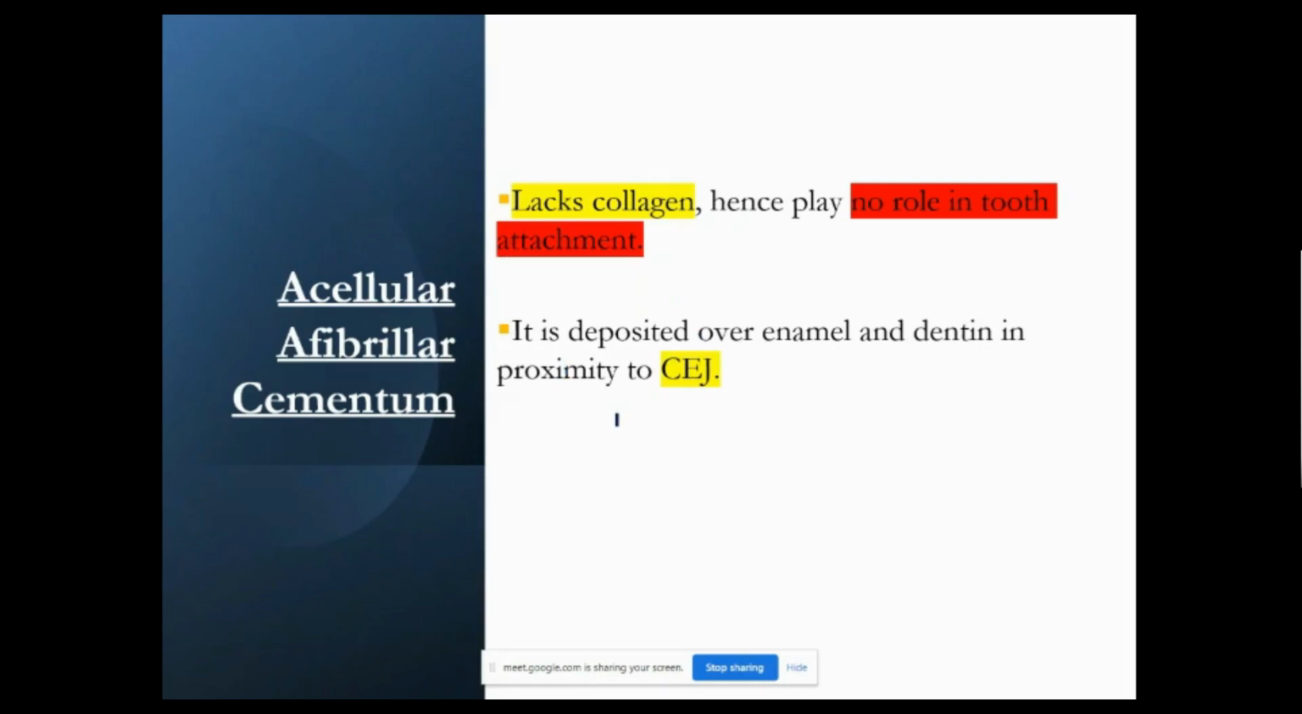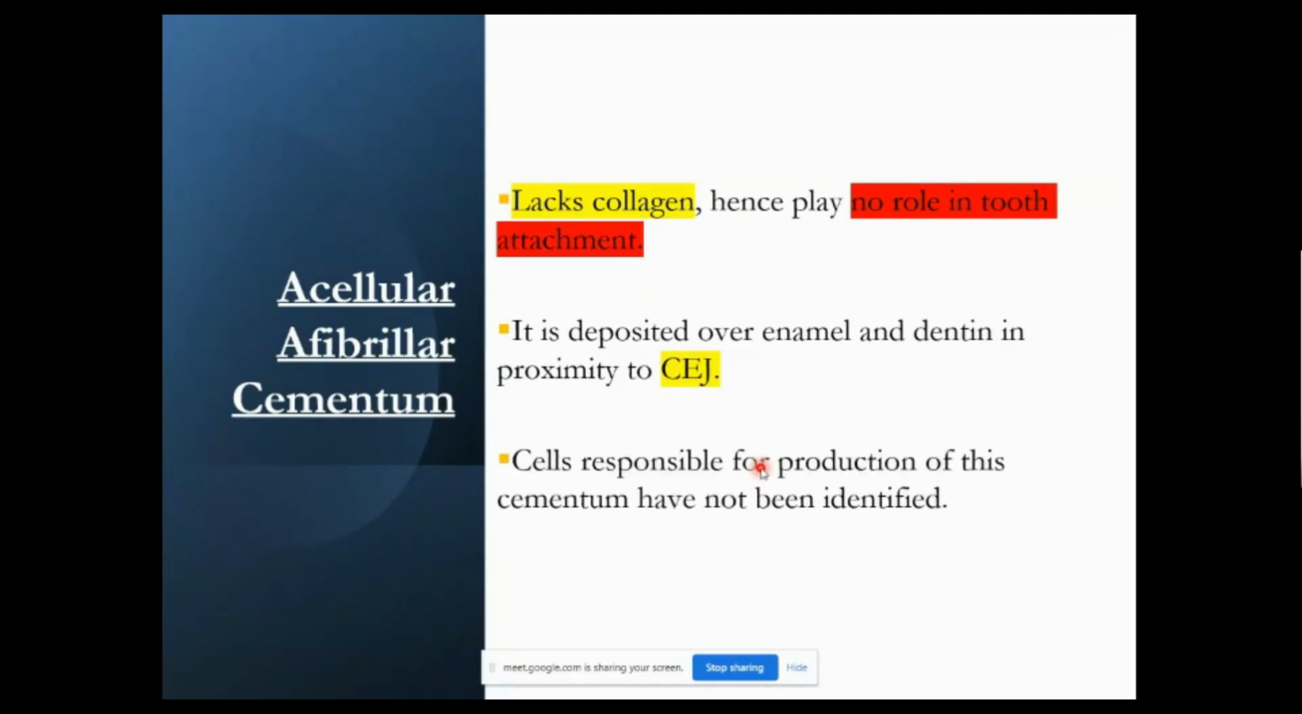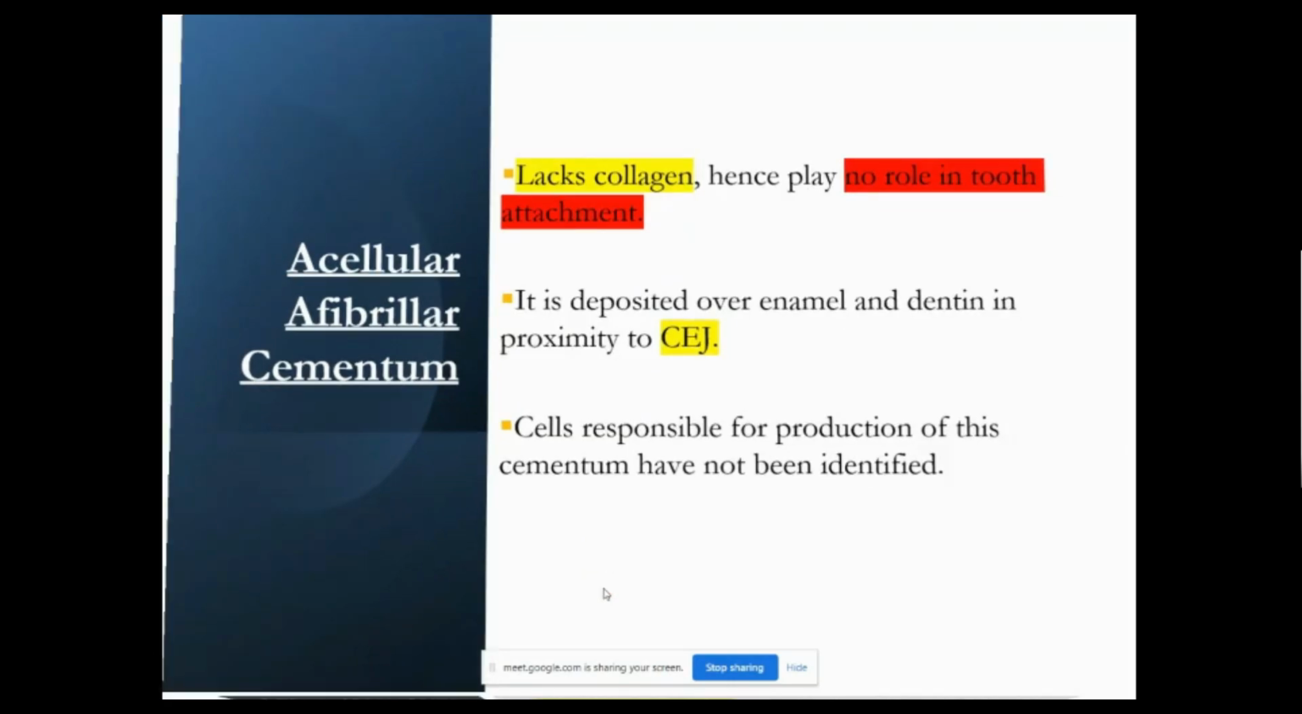It is deposited over the enamel and dentin in proximity to the cemento-enamel junction, and that's the reason why it doesn't have much role in the tooth attachment, that is its location as well. And the cells which are responsible for production of this type of cementum have not yet been identified. What they say is that it's deposited at the end, after the cementum formation.